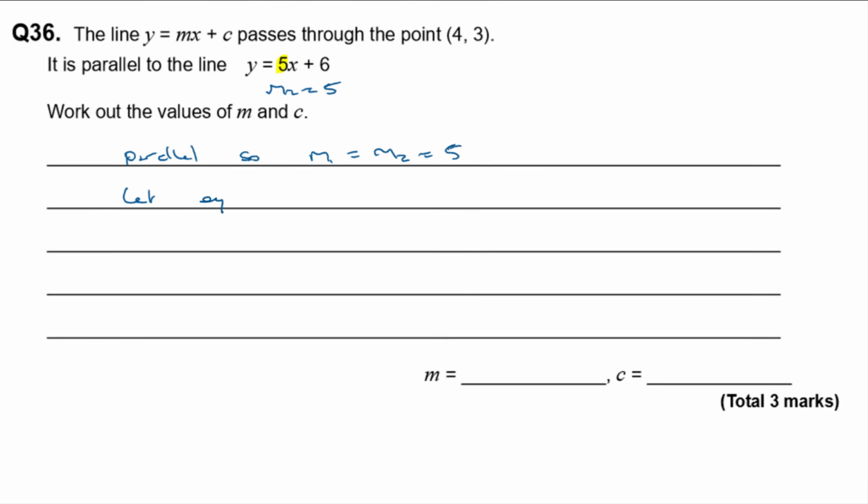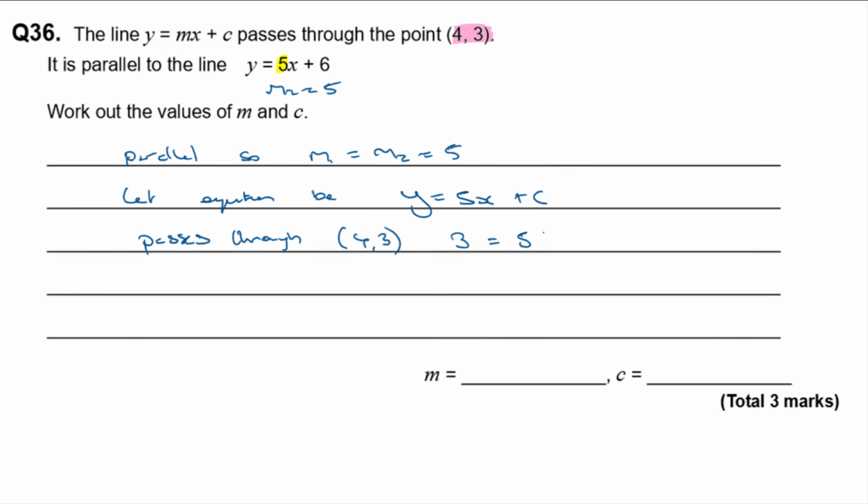Let the equation be y equals 5x plus c, where c is our y-intercept that we're trying to find. We know the line passes through this point up here. Look, it passes through (4, 3). So if we sub both those values into our partial equation, y equals 5x plus c, then the only thing we won't know in there is c, so we can then go and find it. So the y coordinate is 3.